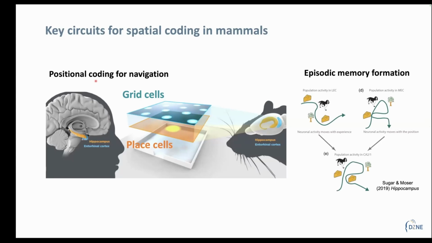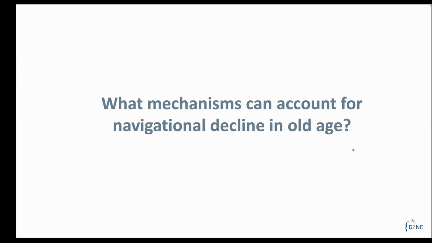But of course, this is also very important information for episodic memory, because episodic memory basically means a memory for events with a particular spatial-temporal context. So the idea is also that activity in, for example, grid cells and place cells is also used to build up episodic memories. So the function goes beyond merely navigation.